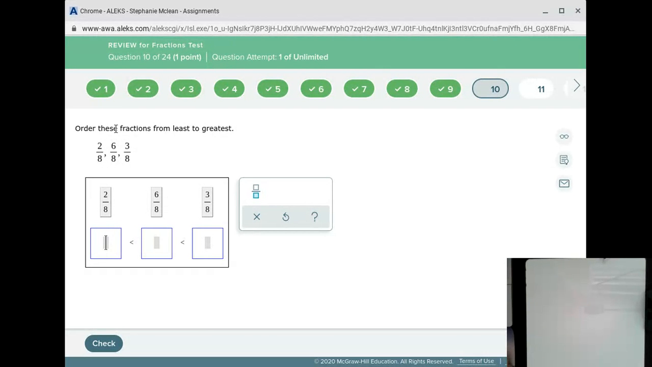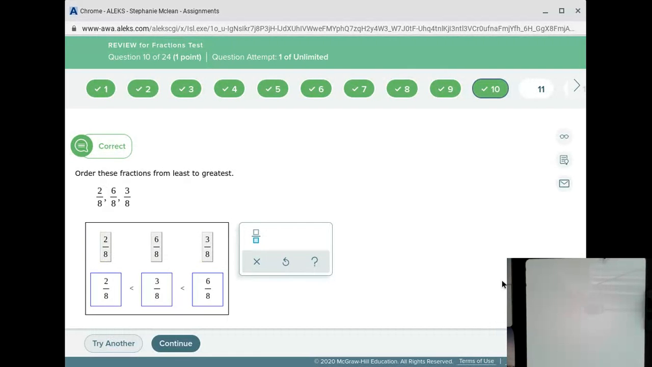Okay, so order these fractions from least to greatest. The first thing I'm looking at is they all have the same denominator. So the bigger the top number is, the bigger the slice of the pie. The smallest slice of pie is 2/8, so that's going to go on the left because this is less than. Then 3/8 is the next smallest, and then 6/8 is the biggest slice of the pie.